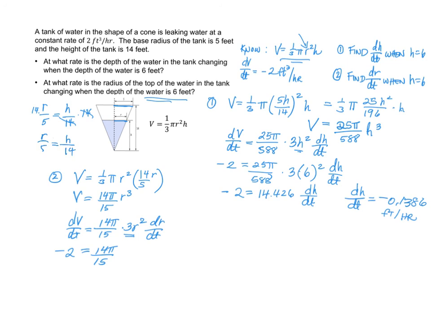And we want to find out what r is when h is 6. So if we can plug in 6 for h, then we know that r is equal to 6 over 14 times 5. So r is going to be 30 over 14. And we're going to plug that in for r down here. So we have 3, and then we have 30 over 14, and we're going to square that, and then that's times dr over dt. So all we have left to do is to solve for dr over dt. You're going to use your order of operations and isolate dr over dt.